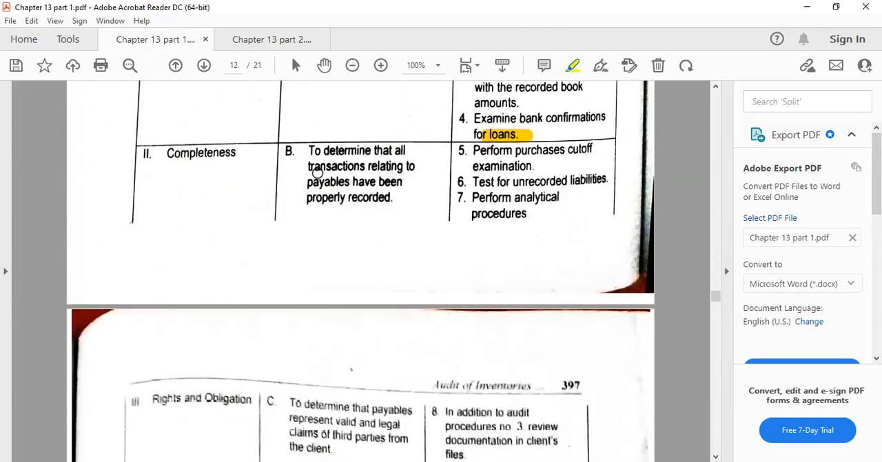Next assertion is completeness, and our objective here is to determine that all transactions relating to payables have been properly recorded. So again, completeness pabaliktad, no, dapat let's say kakita ka dito og source document. So ang completeness magsugod ka sa source document and then trace it to the records. So we can perform purchases cut-off examination, test for unreported liabilities, and perform analytical procedures.